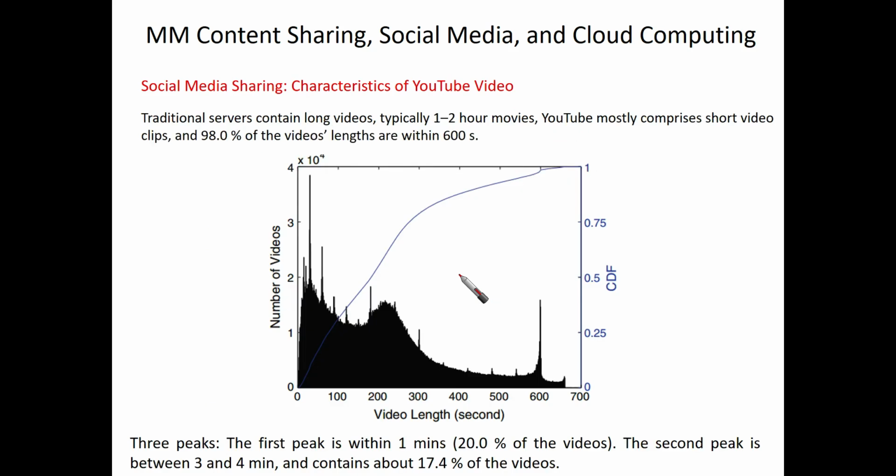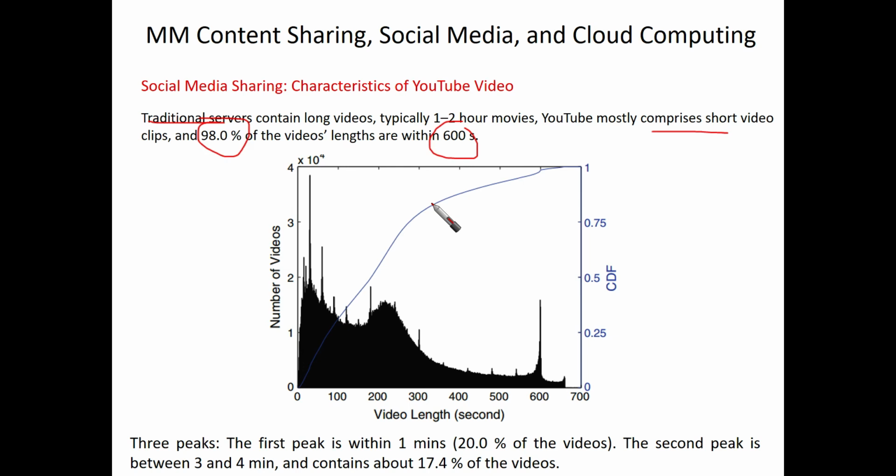Now another characteristic is the length of the video. Traditional servers usually have long videos, because those are movies, 1 hour to 2 hour movies. But YouTube content mostly comprises short videos, and it turns out that 98% of YouTube videos are 5 minutes or less. 5 minutes or 600 seconds. 600 seconds means 10 minutes or less. So 98% of videos are that.